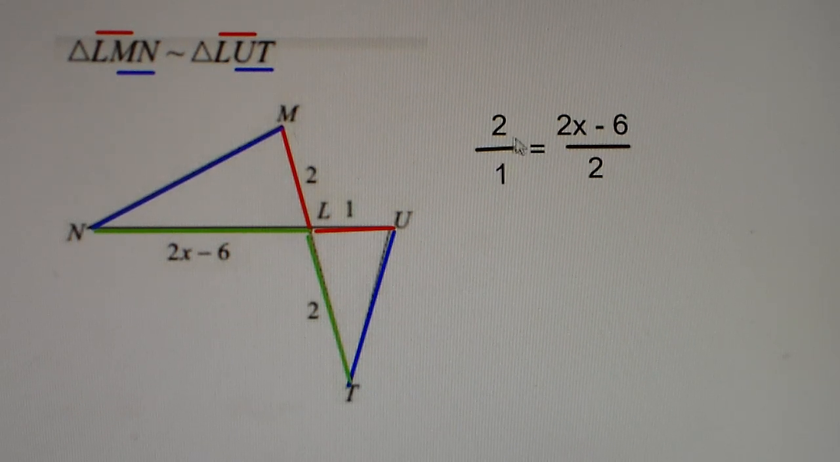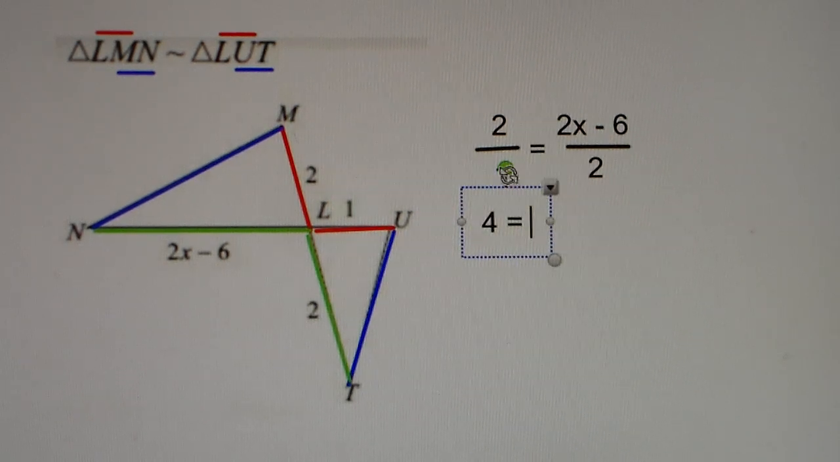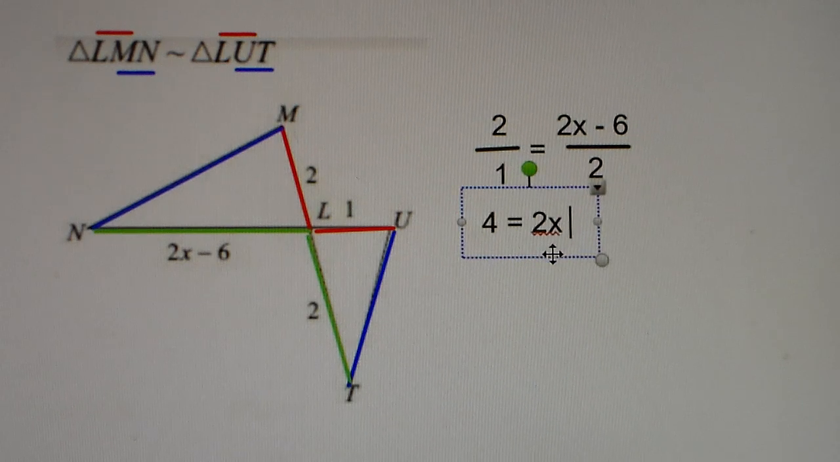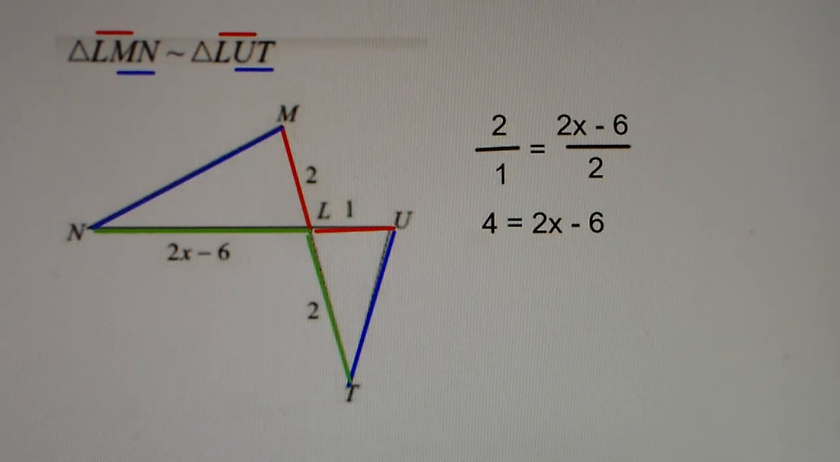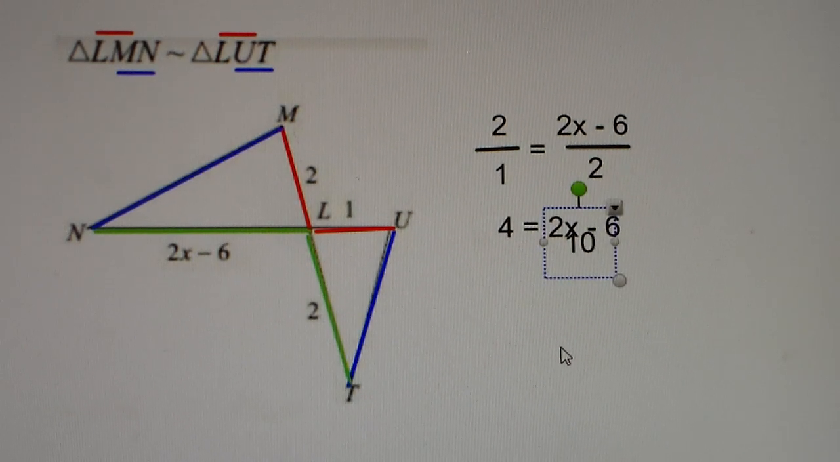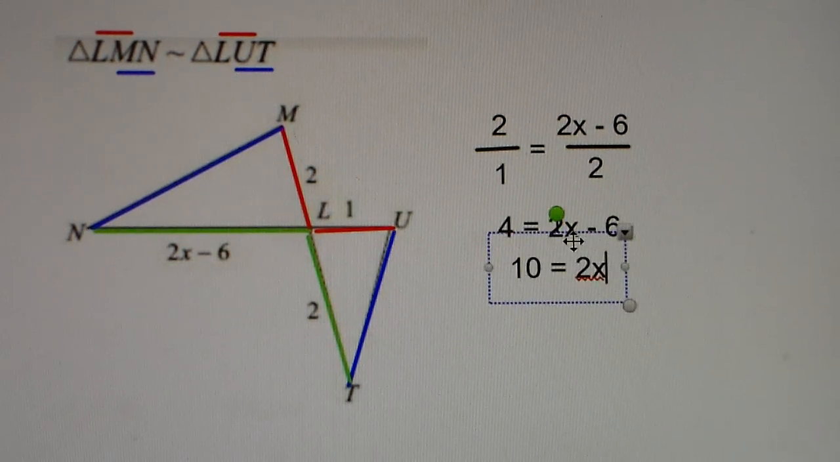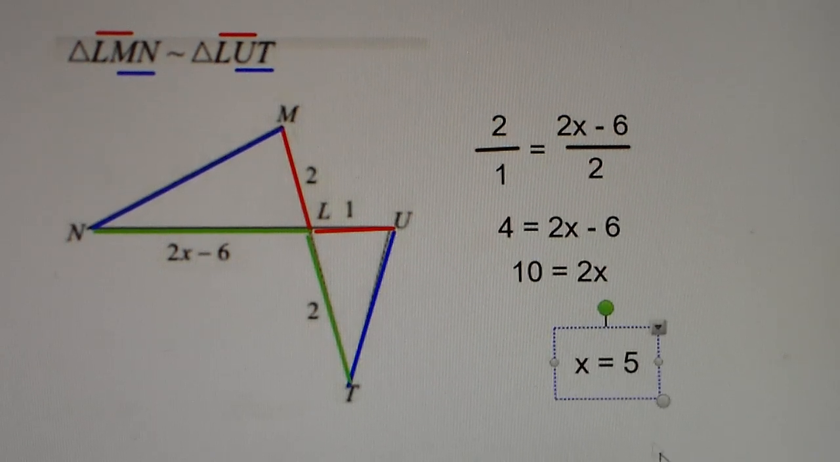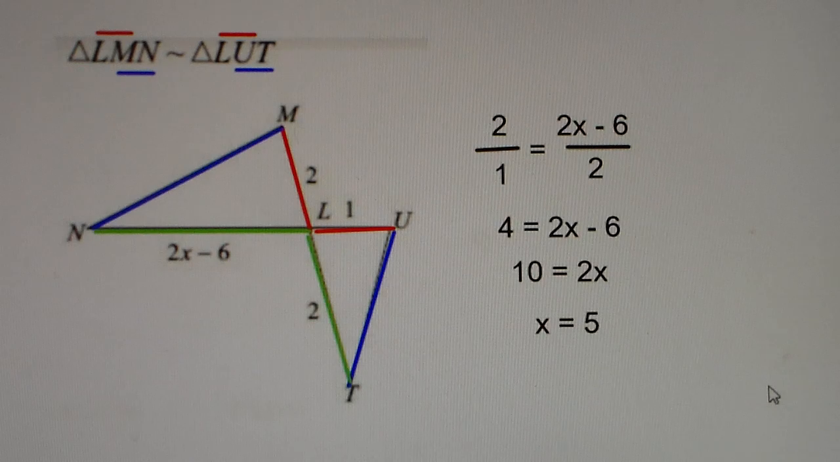We're then going to cross multiply. 2 times 2 gets us 4. And 1 times 2x minus 6 is just 2x minus 6. It's nice multiplying by 1. Everything stays the same. We then add 6 to both sides, so we get 10 equals 2x. Then we divide by 2 on both sides, and we get x equals 5. That's how you solve a problem like that.